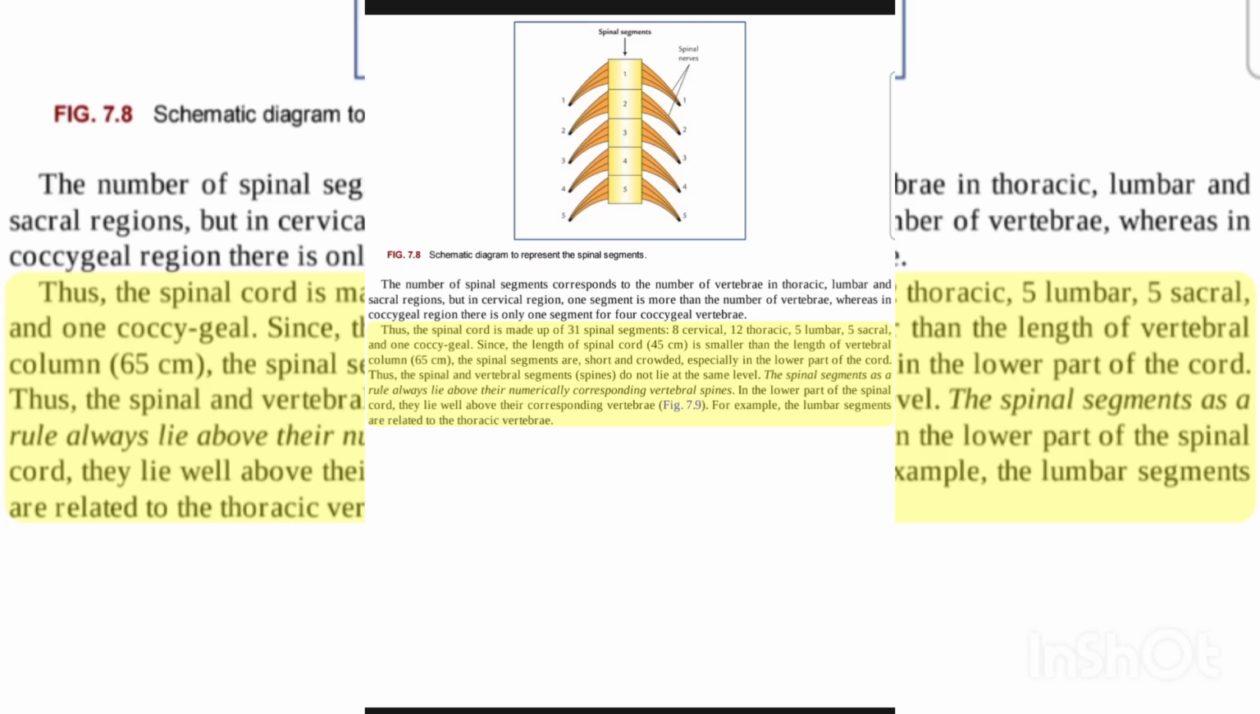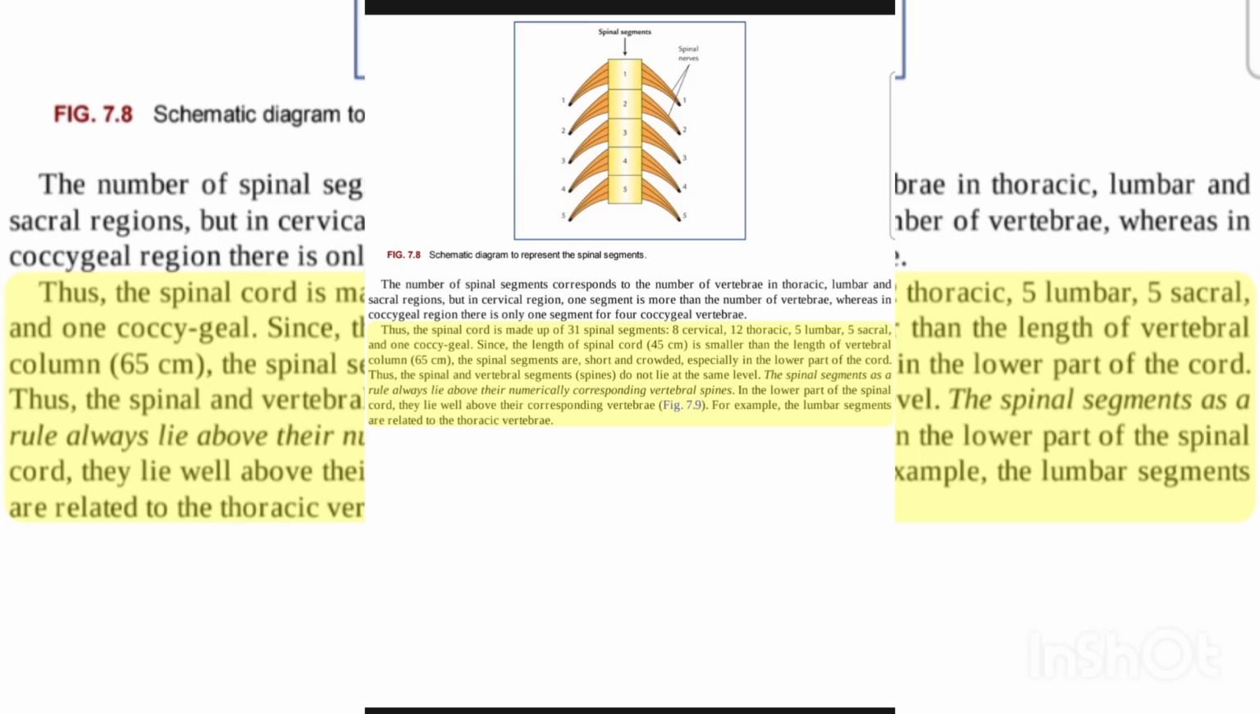Thus, the spinal cord is made up of 31 spinal segments: 8 cervical, 12 thoracic, 5 lumbar, 5 sacral, and 1 coccygeal. Since the length of spinal cord, 45 cm, is smaller than the length of vertebral column, 65 cm, the spinal segments are short and crowded, especially in the lower part of the cord.